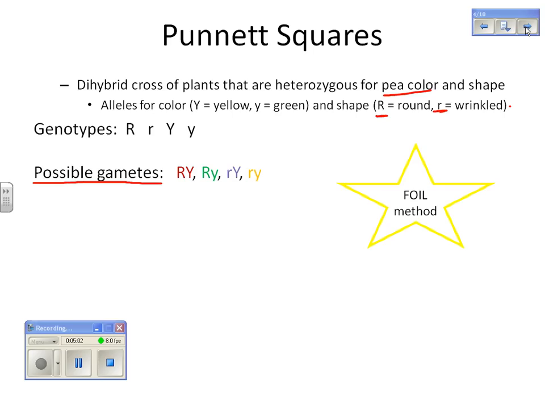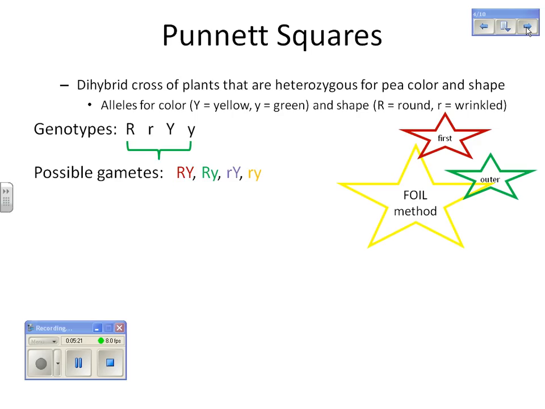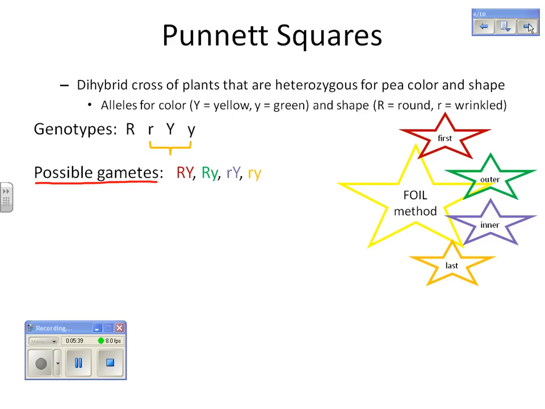color-coded for a reason, because we are going to use this FOIL method, and we're going to show how those gametes are formed. The first step is you take the first of your alleles and combine them. So we have our red RY there. Then you go outer, capital R, lowercase y, your inner, lowercase r, uppercase y, and then our two recessive traits are r and y, both lowercase. So that's how we form these possible gametes.